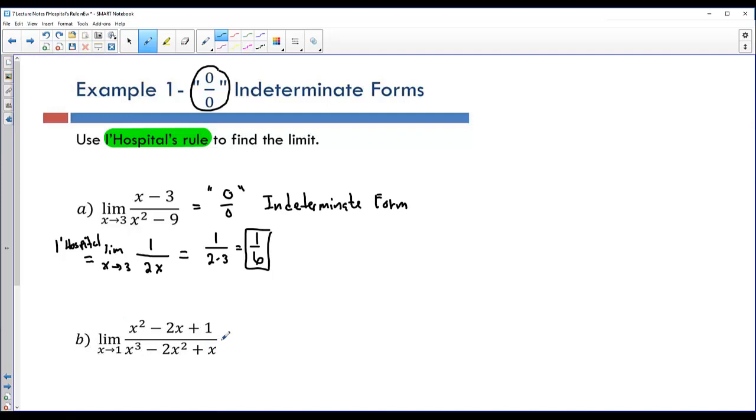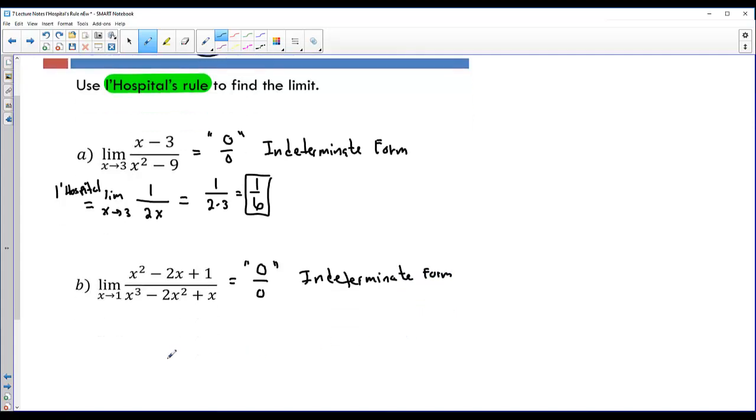Down here, let's look at part B. We're going to do the same thing. If you plug in 1, remember you get 0 on top, and on the bottom, 1 minus 2 plus 1, you actually get 0 as well, right? And so then this is an indeterminate form. Let's practice writing the words indeterminate form, which simply means that the limit can't be determined as given. And so to determine this limit, we're going to use L'Hopital.